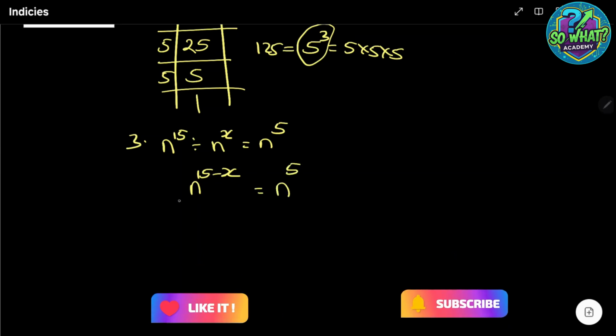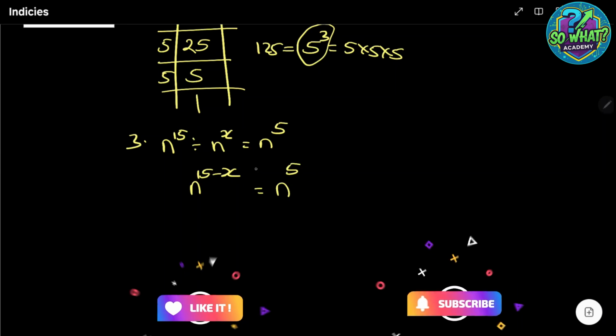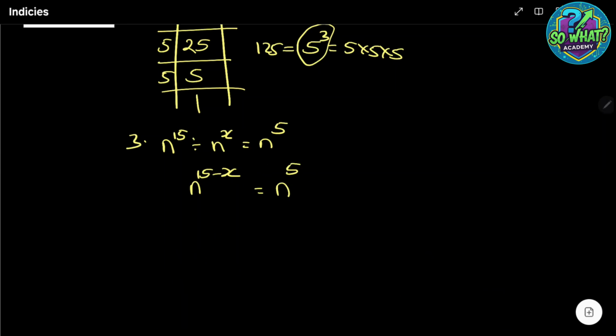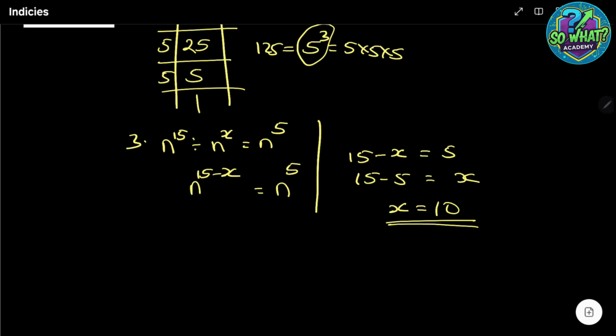Since you can see there is n this side and n that side, equate the powers alone and then get your answer. So this implies that 15 minus x is equal to 5. X is a negative, you can take it the other side to be a positive, and 5 is a positive, you can bring it this side to be a negative. Therefore it is 15 minus 5 is equal to x, and x is 10.